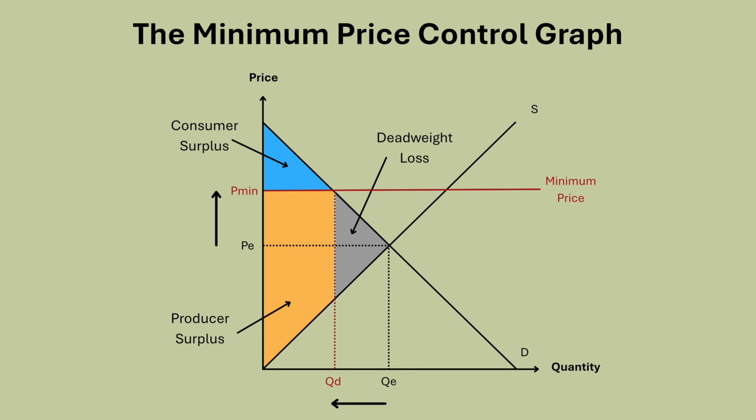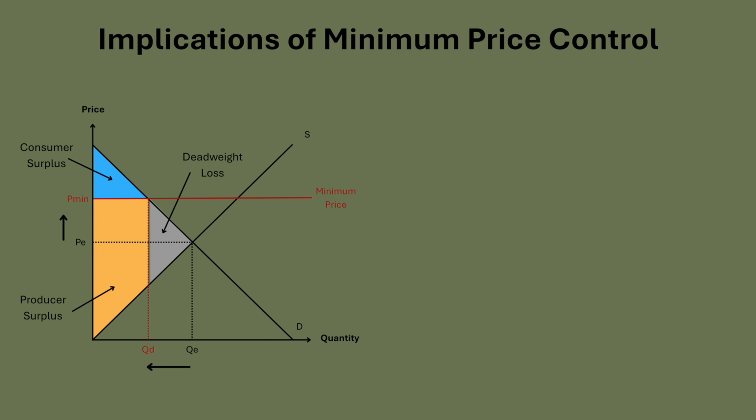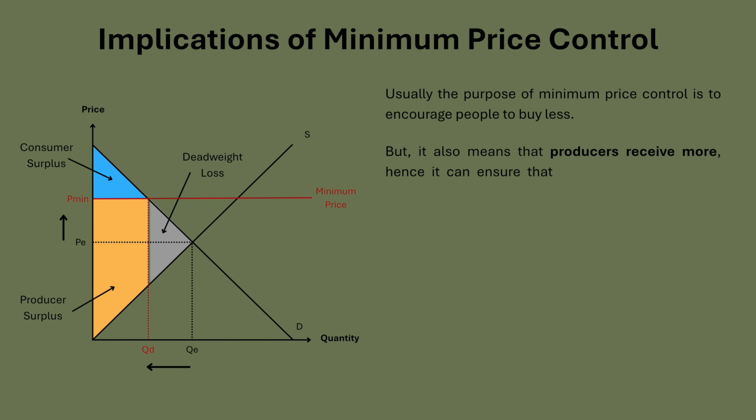Let's have a look now at the implications of minimum price control in real life. So minimum price control makes something more expensive and therefore people buy less of it. So usually the purpose of a minimum price control is to encourage people to buy less of something. But it also means that producers receive more money for the thing that they're selling. So it can also be used to ensure that a producer can make enough profit to cover its cost.